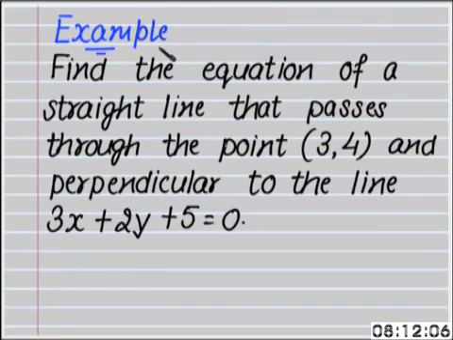Now let's see an example. Find the equation of a straight line that passes through the point with coordinates 3, 4 and perpendicular to the line with equation 3x plus 2y plus 5 equal to 0.